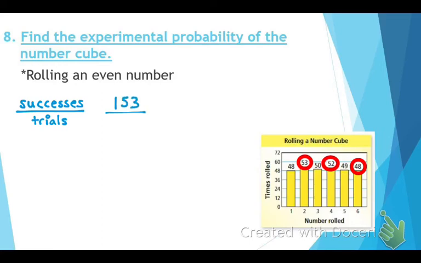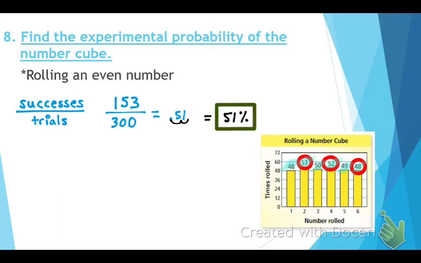153. Out of, we want to add all of these numbers that are there. How many total trials were there? 300. Out of 300 tries. What would that be as a decimal? 0.51. As a percent, it would be 51%.